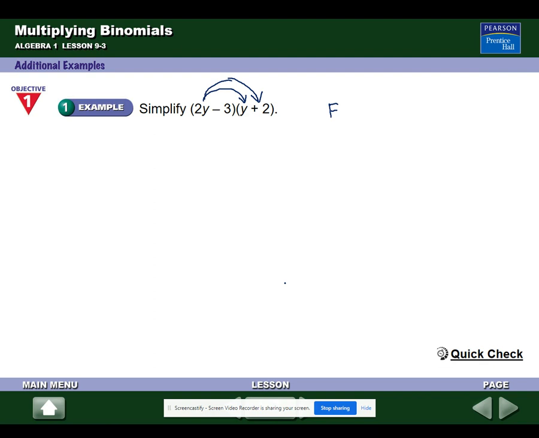You might say that those are on the outside. That's the O. These two terms then would be on the inside. That's the I. And then the -3 and the +2 are in the last position in their respective binomial, in their respective parentheses. They're last, so that's L. If you've ever heard someone refer to FOIL before, the acronym comes from what I just explained to you.